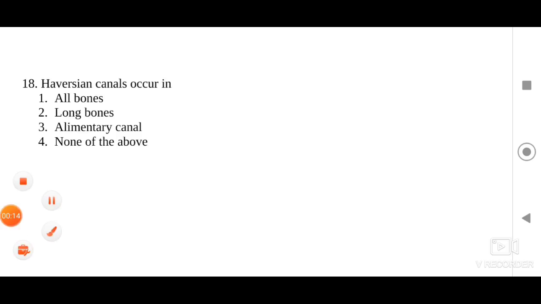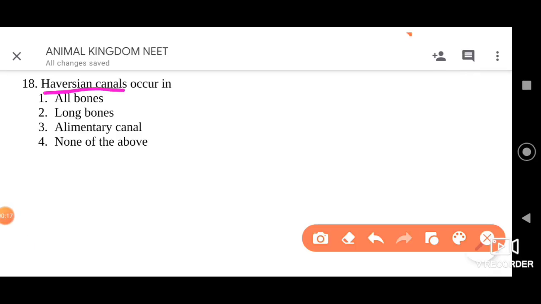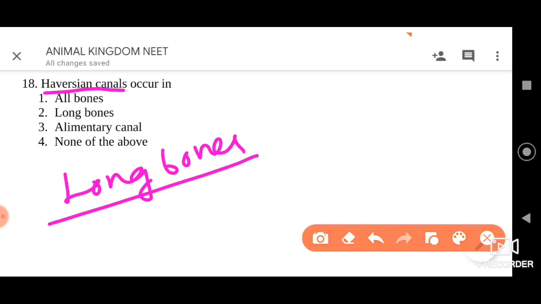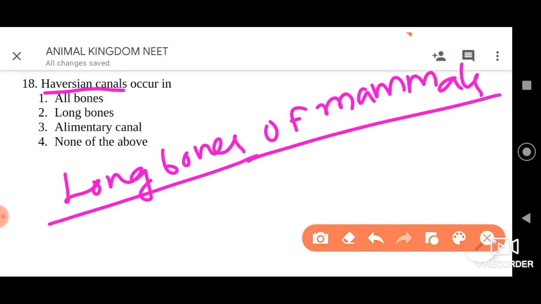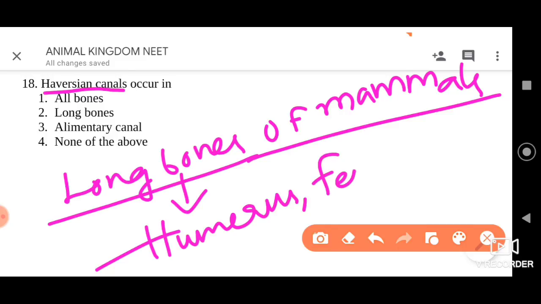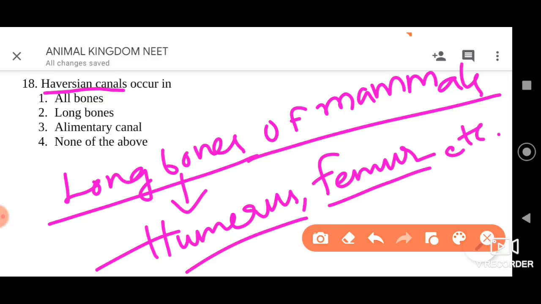So dear students, first of all let me tell you that when we are talking about the Haversian canal, it is present in the long bones. We can find the Haversian canal in the long bones. First point is that, especially of mammals, very prominently it can be seen in the mammals, my dear friends. And long bones, for example, humerus and femur, humerus of the forelimb and femur of the hind limb. In these two long bones, definitely we can find the Haversian canals.